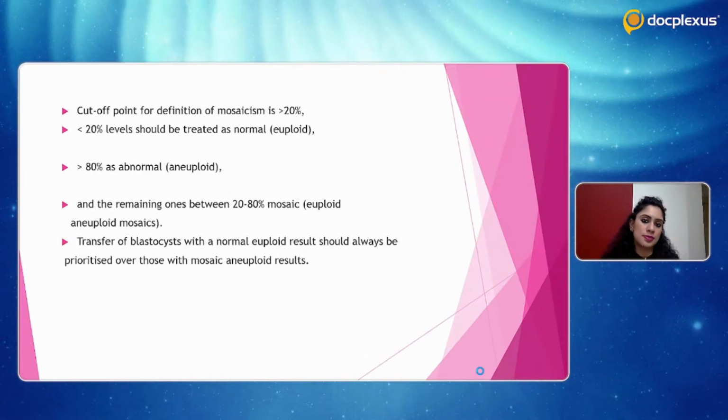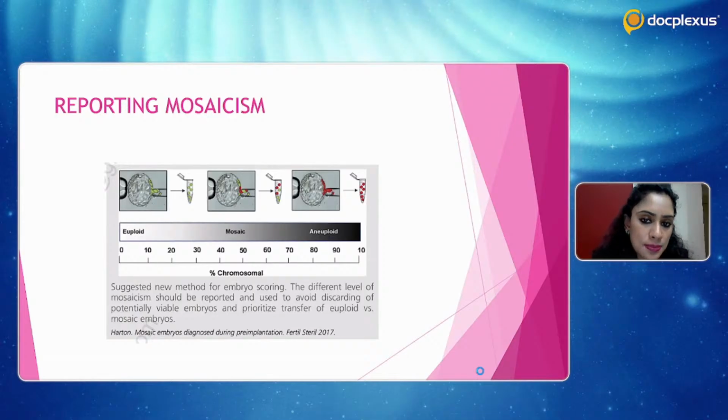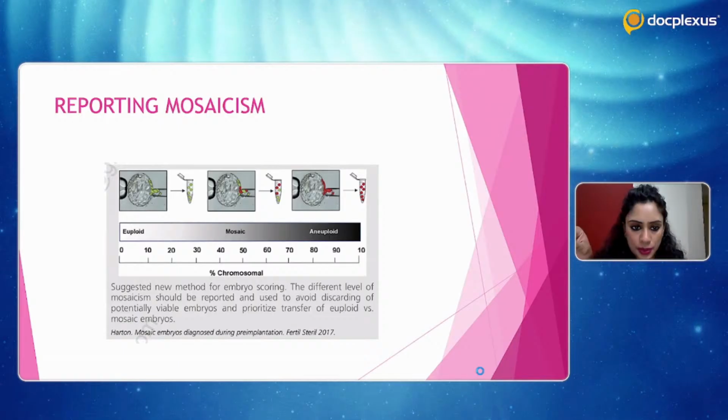The cutoff for definition of mosaicism is about more than 20%. Less than 20% levels should be treated as normal or euploid, more than 80% as abnormal or aneuploid, and the remaining 20 to 80% are the euploid-aneuploid mosaics. Transfer of blastocysts with a normal euploid result should always be prioritized over those with mosaic aneuploid results. And how do you report? In the new method, as you can see, the first one is euploid. In the second one, you can see the reds in between, that is showing mosaic, and aneuploids are the complete red ones.